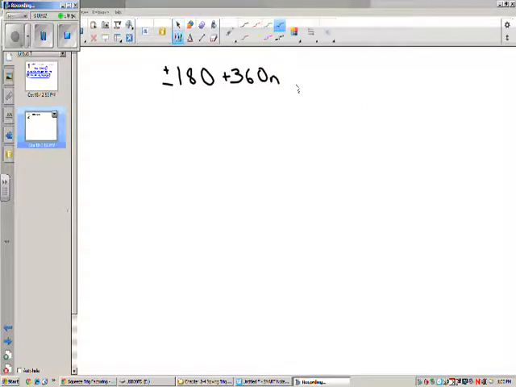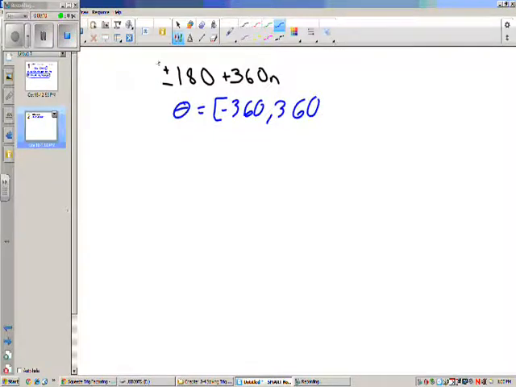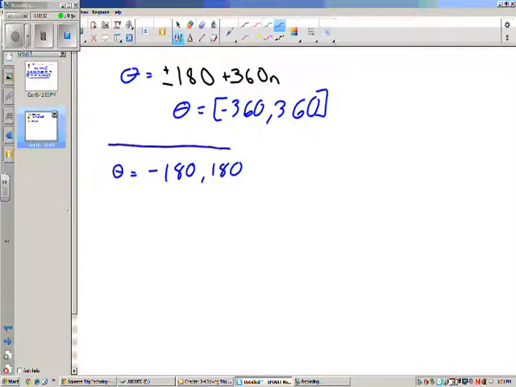So now if I want to find the values for theta between negative 360 and 360 using this equation, I know positive 180 works, and I know negative 180 works. If I add 360 to 180, it goes over. If I subtract 360 from 180, it gets to negative 180. If I subtract 360 again, it goes under. So these are the only values that will work for theta for this problem.